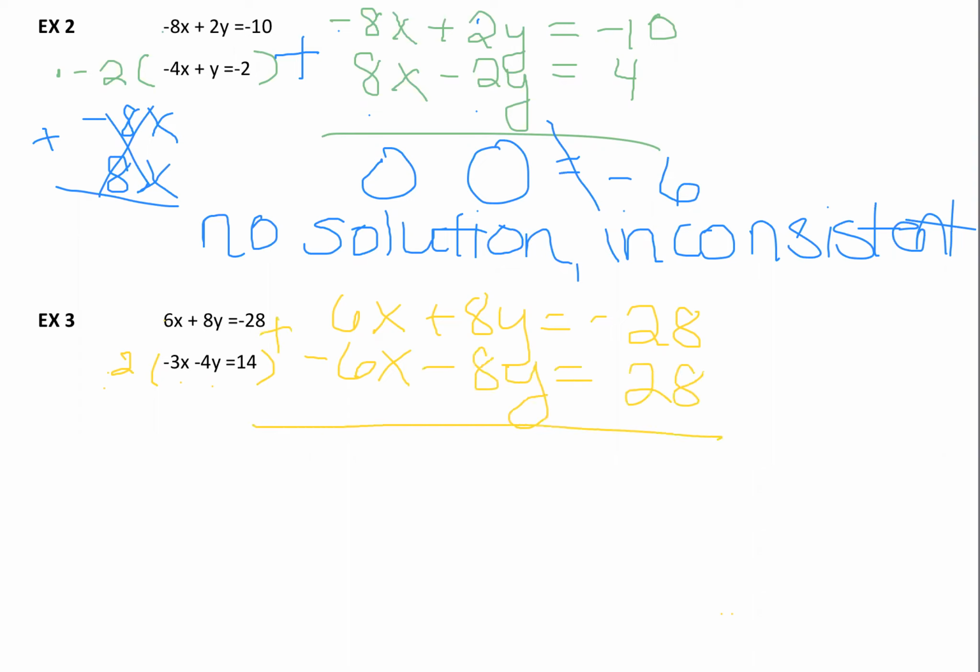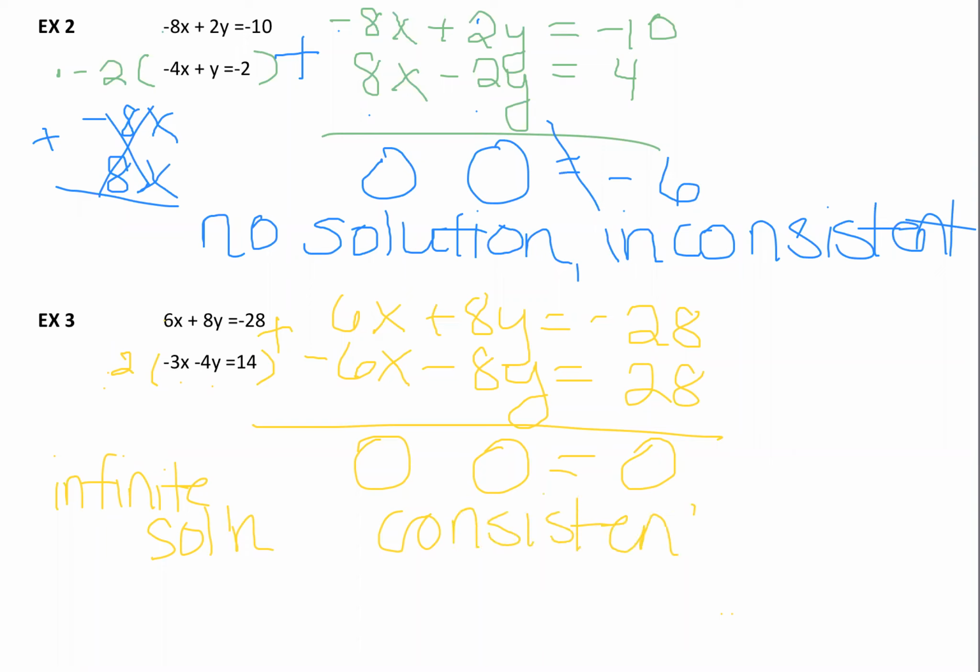So down here, when I add them, 0, 0 equals 0. Well, 0 does equal 0. So when all the variables cancel out and you get 0 equals 0, that is the infinite solution. Okay, that means it's consistent but dependent. All right, that's your crash course on systems.